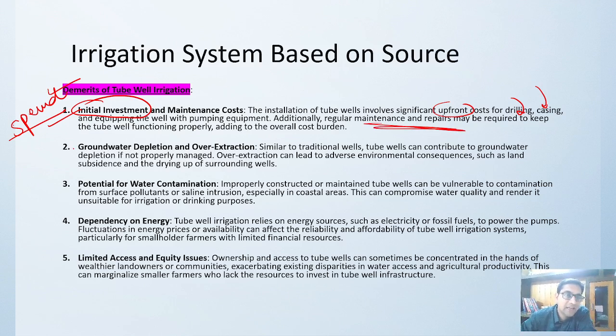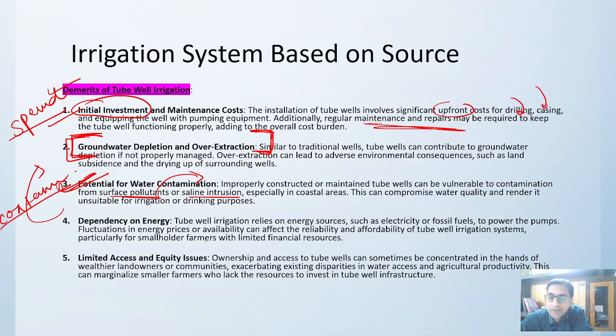And demerits are, if we are extracting water at that high pace, obviously it will lead to over extraction and groundwater depletion, and contamination will also happen. Potential water contamination happens because from where we are extracting the water, from there only contamination can also go. Okay, surface contamination can also go, saline intrusion will happen, surface pollutants can go and contaminate the water table, correct? So it will compromise the water quality.